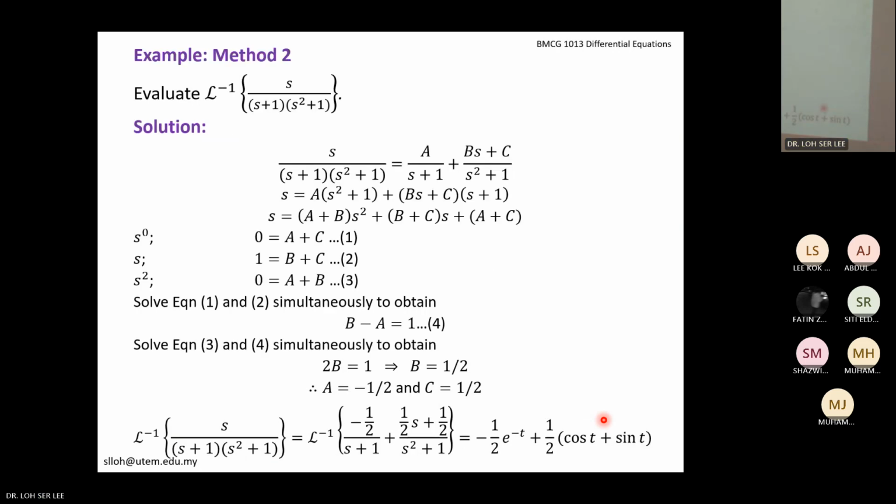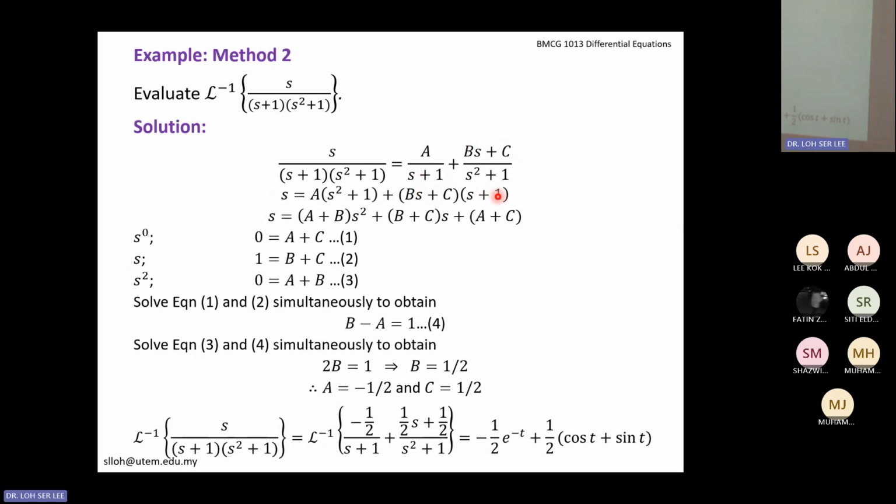Another method, when you have more unknowns, you have A, B, C now, and here you have a square. This is another way, also a partial fraction. So this one we can break into these two. Since this is a square, we have bs plus c at the top. So we combine these two: s equals a times this plus (bs plus c) times (s plus 1).